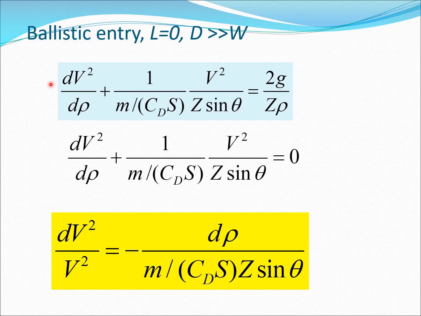So let's do that. Let's take this equation, and what we are going to do is set this right hand side involving g to 0. So this term becomes 0 because what I have assumed here is that the drag is much greater than the weight. And remember, the weight term comes from this, the drag term comes at C_D here. So I could get rid of the weight term. Now, generally in ballistic entry, the lift would be 0 and the drag would be much greater than weight.